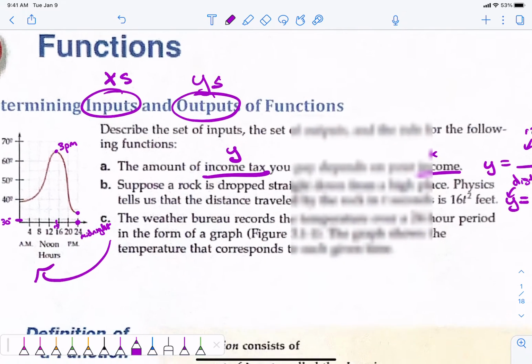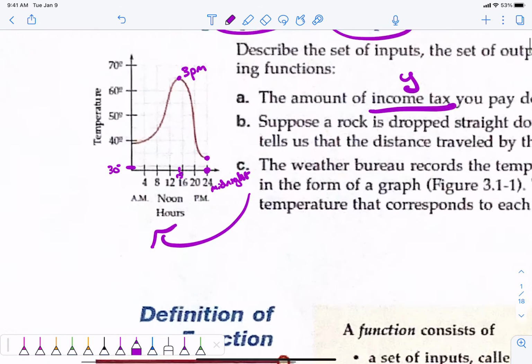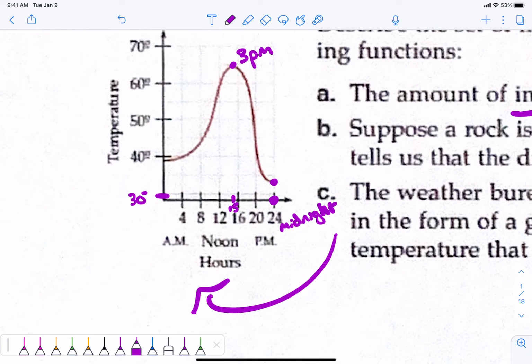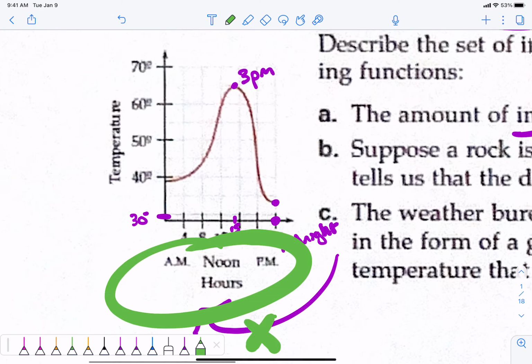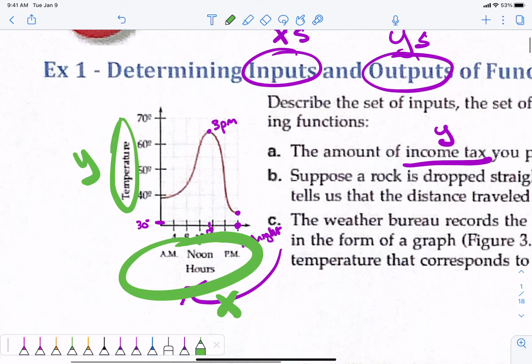Right? Okay, the Weather Bureau records the temperature over a 24-hour period. The graph shows the temperature that corresponds to each given time. Which one is the X variable? The X variable is the time. These are the X's. The temperature is the Y's. So those are the inputs and outputs. Yes. There you go.